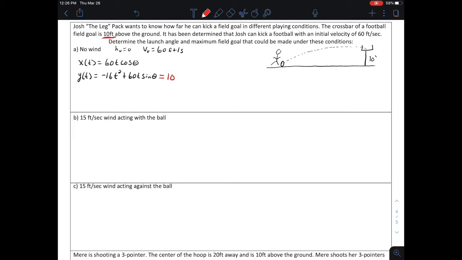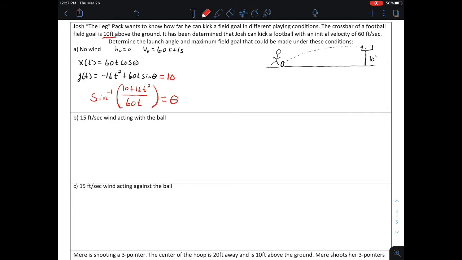And so after I do that, I'd have a process. I'd have to add the 16t squared to the 10. So it'd be 10 plus 16t squared. And then I'd have to divide by 60t. And then take the inverse sine of all of that. And that's going to give me theta.